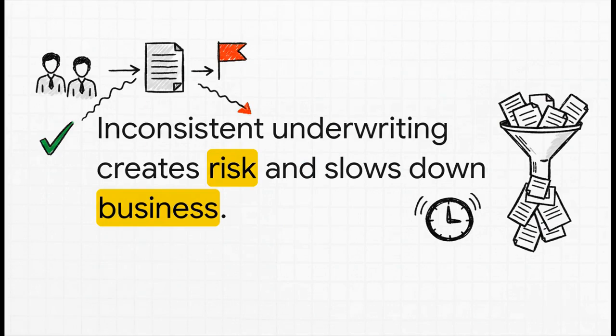Because let's be real for a second. When you leave every decision up to a manual review, you're going to get inconsistency. It's just human nature. One underwriter might approve something that another one would flag in a heartbeat. And that doesn't just open you up to a ton of risk, it creates these massive bottlenecks. It just slows everything down, frustrating agents and customers alike.